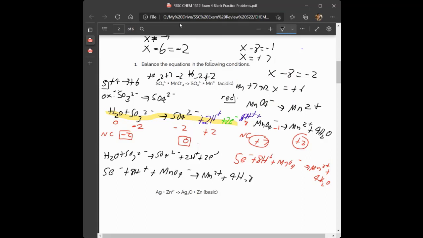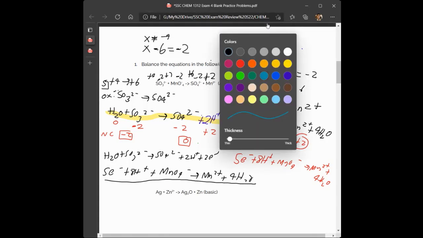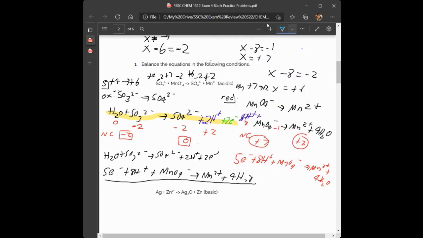Okay, so next we have to combine them. But before we do that, we need to first make them have equal coefficients. For the electrons, this is 2 electrons here, and this is 5 electrons here. We multiply everything up here by 5. So this becomes a 5, and this becomes a 5, and this becomes a 5. This becomes a 10. And then at the bottom, we multiply everything by 2 to get the same electrons.